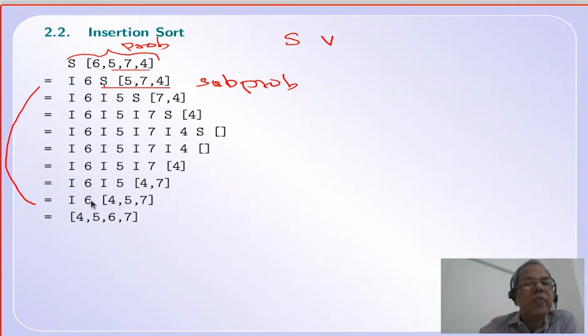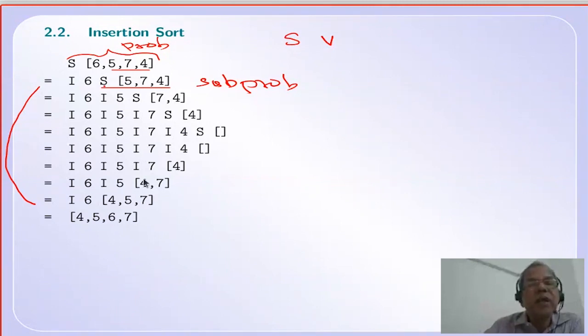Insert 6. Ordered insert. Ordered insert of 6 into 4, 5, 7 will give us 4, 5, 6, 7. All right, so we can trace the recursive process. Sort 5, 7, 4 will become sort 7, 4 and ordered insert 5 into that. Sort 7, 4 will become sort 4 and ordered insert 7. Sort 4 will become sort empty list and ordered insert 4.